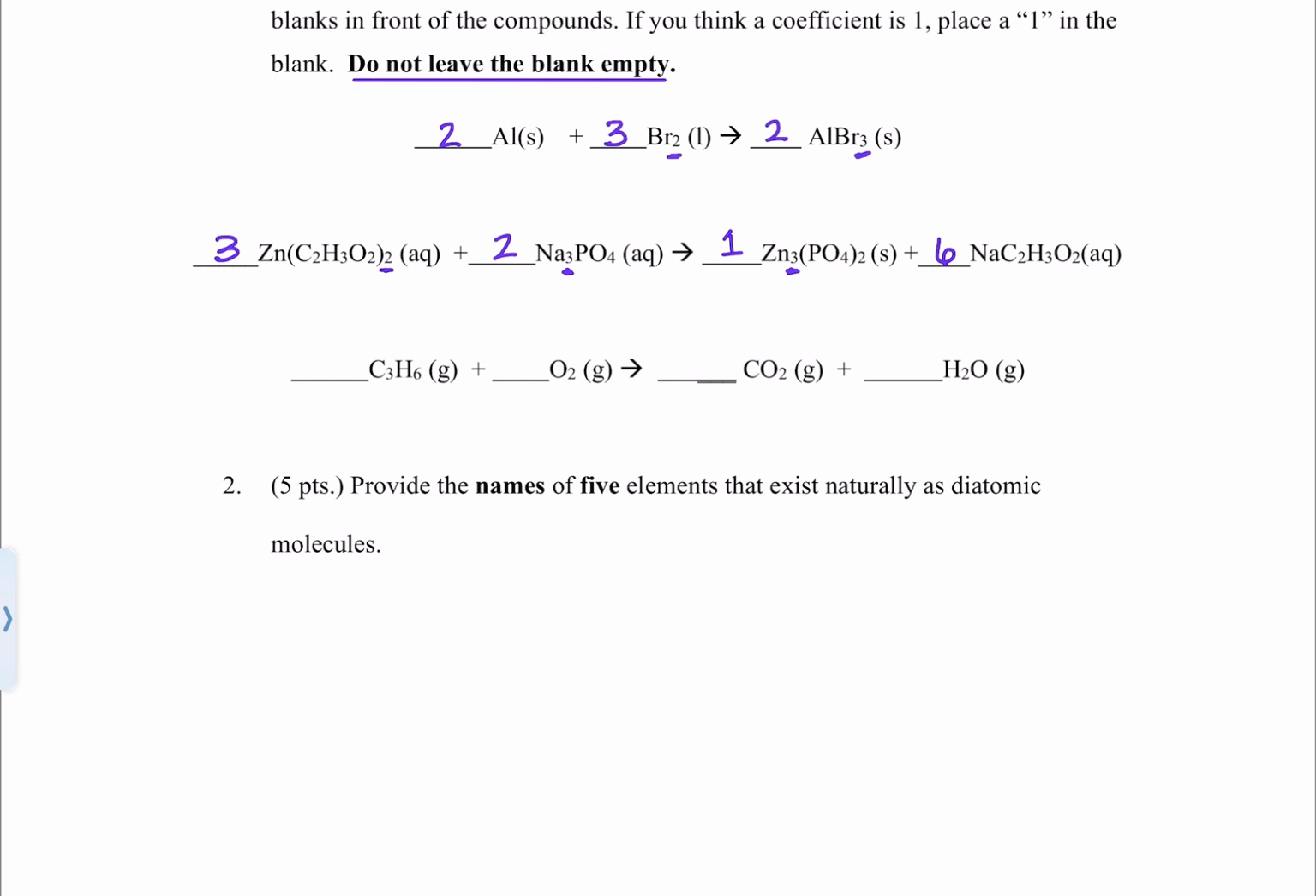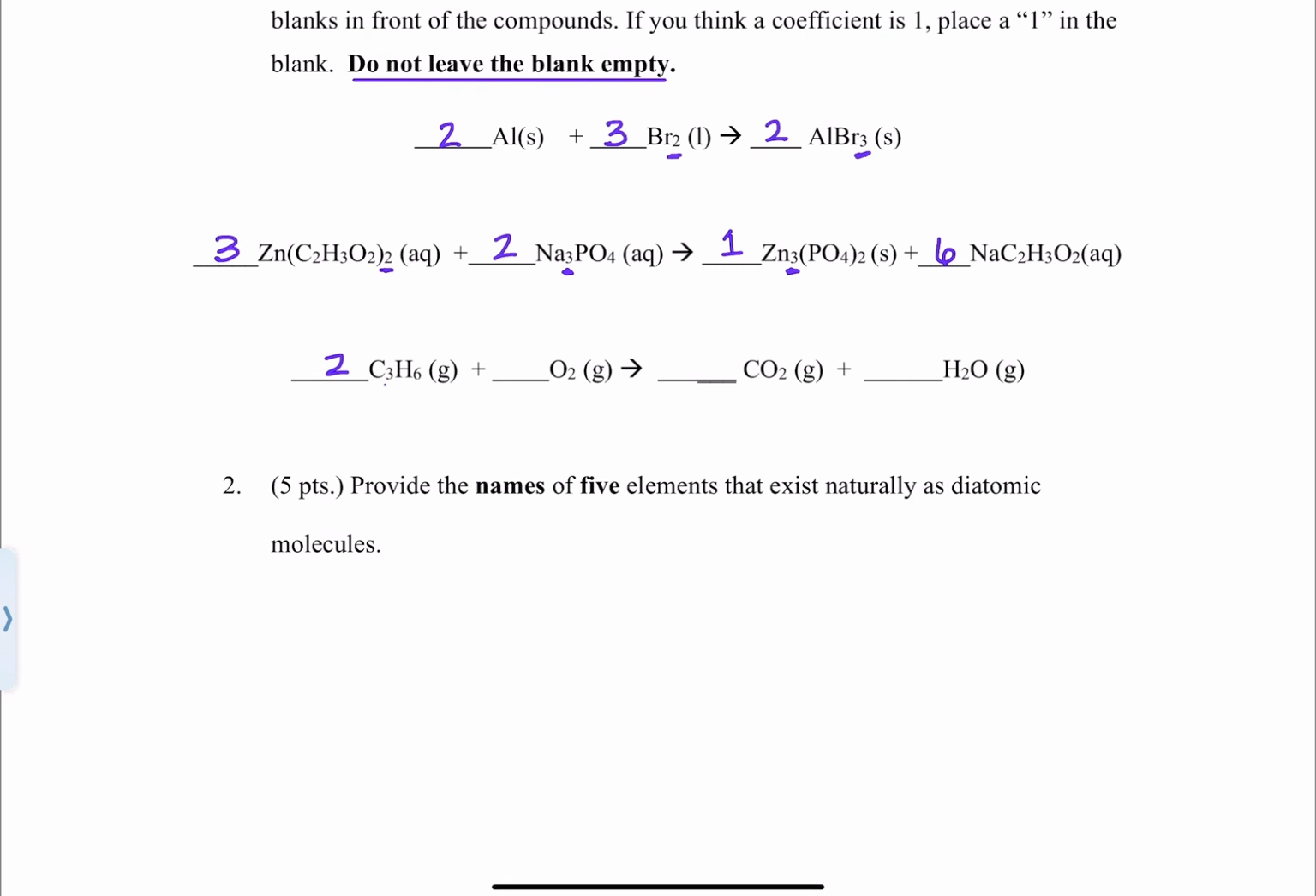Okay, moving on to the last one. It gets a little trickier because we're dealing with so many compounds or molecules that contain oxygen. They always recommend that you deal with compounds containing oxygen last. So I'm going to start with, let's see, I'm going to place a 2 here. Let's start working with the carbons and see what happens.